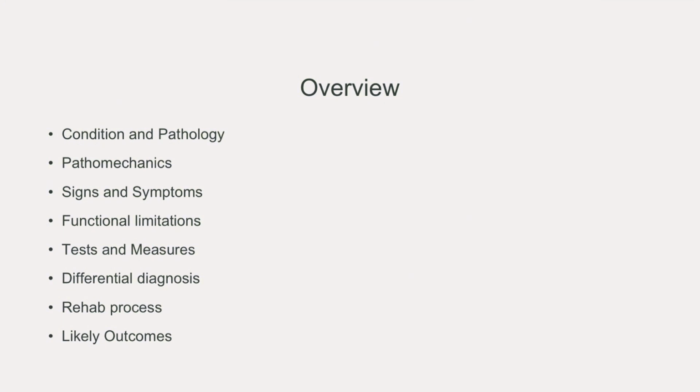Functional limitations. There's a few functional limitations, mostly associated with range of motion. Tested measures. A few of the tested measures we talked about today were flexion rotation test and the cranio-cervical flexion test. Differential diagnosis. We learned that the differential diagnosis includes migraines and tension type headaches. In the rehab process, the rehab protocol consists of treatments such as isometric strengthening, cervical mobilizations, neck muscle strengthening, postural exercises, sensory motor exercises, and functional exercises. And then we have the likely outcomes that we just went over.